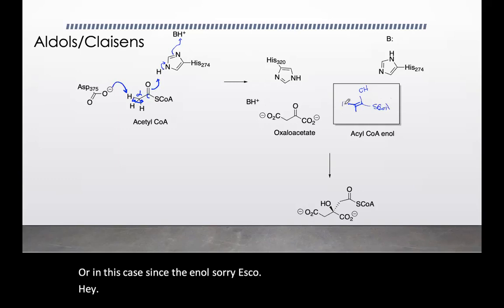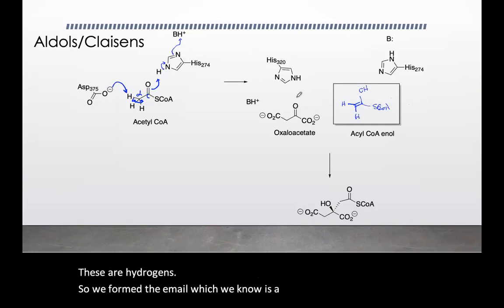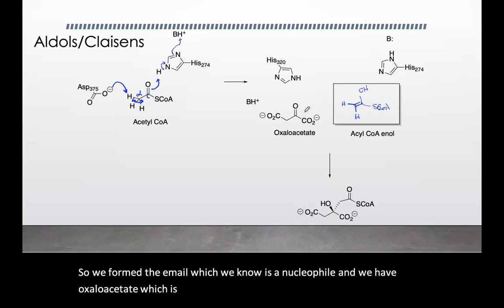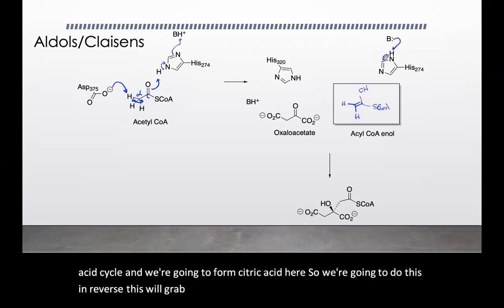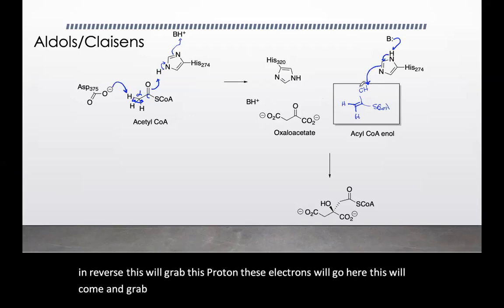These are hydrogens. So we formed the enol, which we know is a nucleophile. We have oxaloacetate, which is the first step. This is the first step of the tricarboxylic acid cycle. And we're going to form citric acid here. So we're going to do this in reverse. This will grab this proton. These electrons will go here. This will come and grab that proton. And then the O will come back to reform the carbonyl.